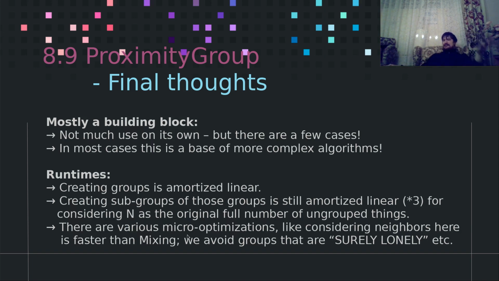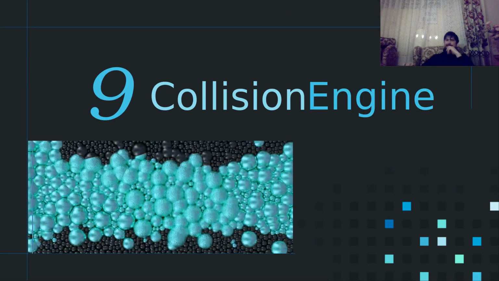And there are also various micro optimizations, like considering neighbors is faster than mixing, and we avoid groups that are surely lonely, and so on and so on. But there is something here that I didn't mention, is that there can be duplications here because of mixing, but that's common sense. Okay, I hope this was useful.